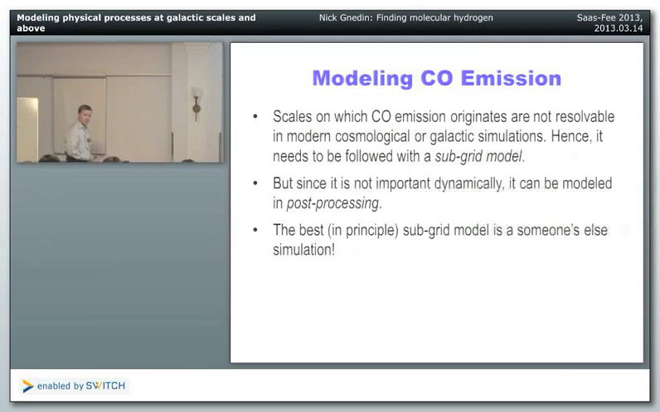And in principle, the best subgrid model for anything is someone else's simulation. So if you want a subgrid model for star formation, the best thing you can do is go to the star formation people and say, well, what's your best simulation? I will use it in my subgrid model. It hasn't happened yet, but it's actually going to happen soon. So we're at the point where we can use their simulations as our subgrid models.